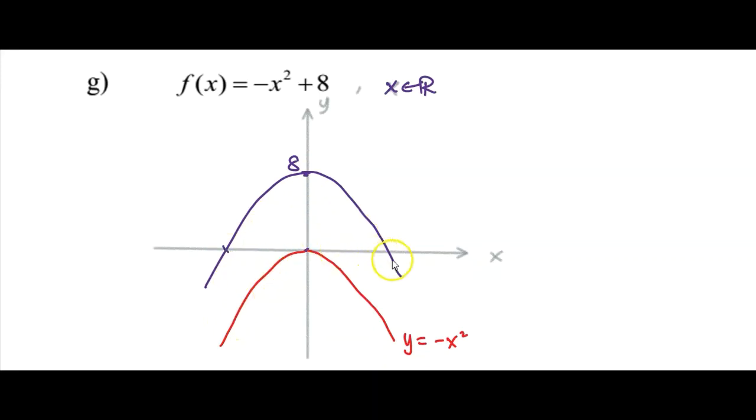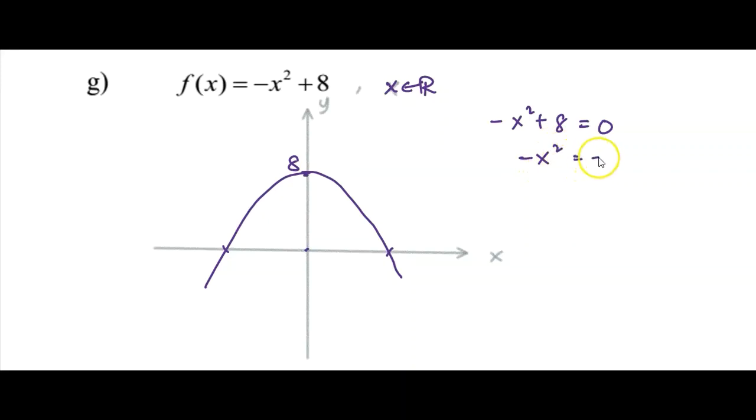So you can see that now you have the x-intercepts, right? You need to solve for y equals 0 in order to get these two roots. When y equals 0, you have -x squared equals -8, and x squared equals 8. So x will be equal to positive or negative square root of 8. The square root of 8 can be simplified into 2 root 2. So one root will be negative 2 root 2, and the other root will be 2 root 2.